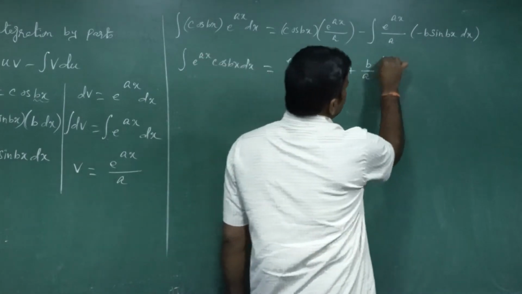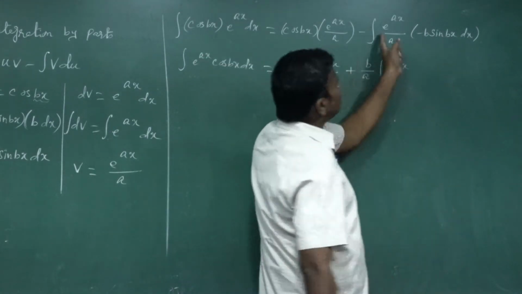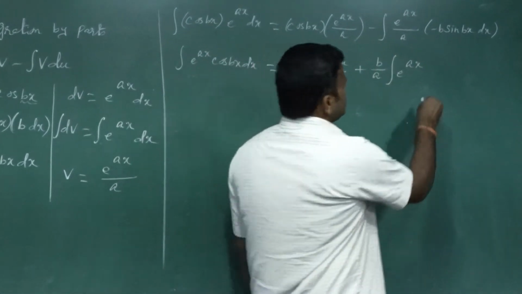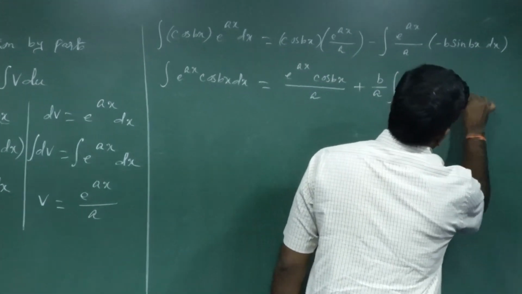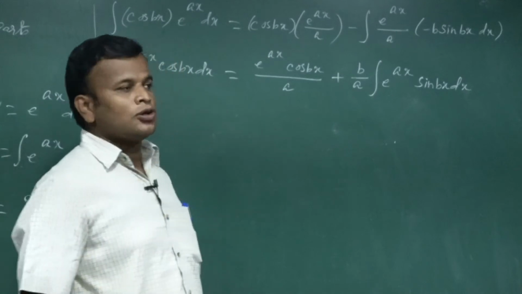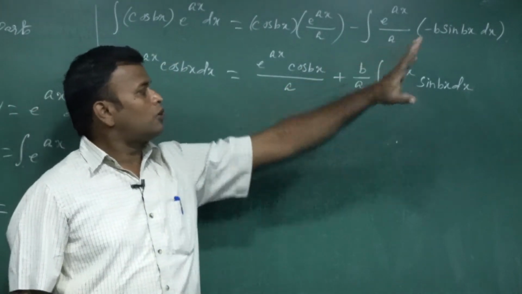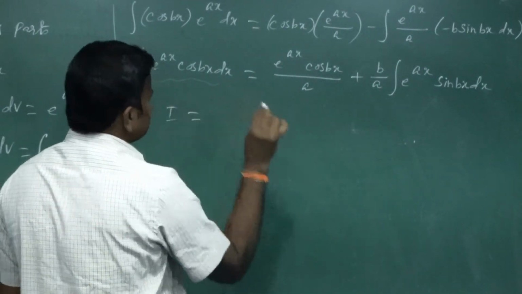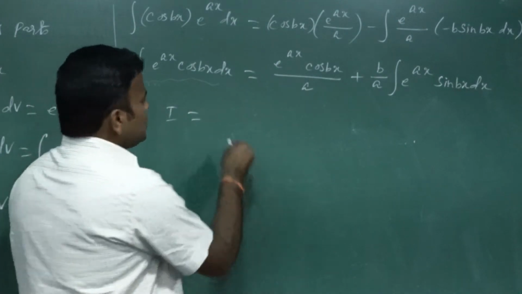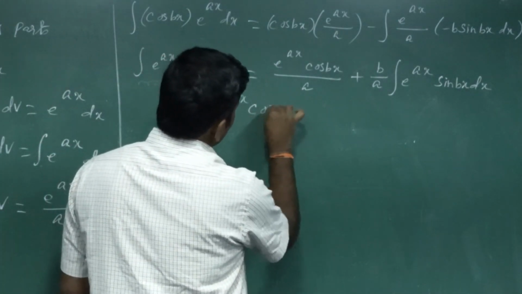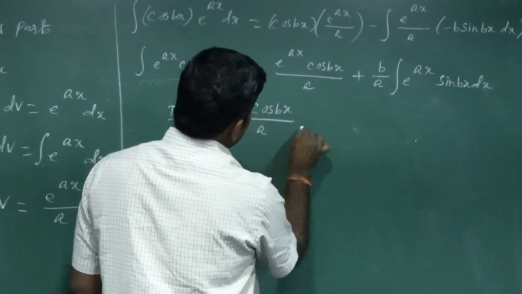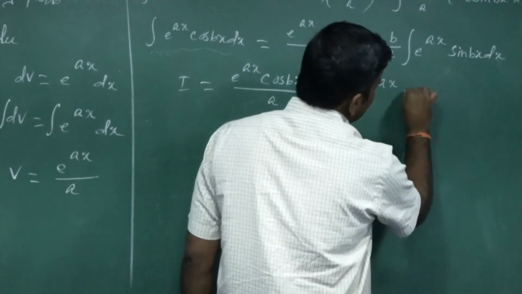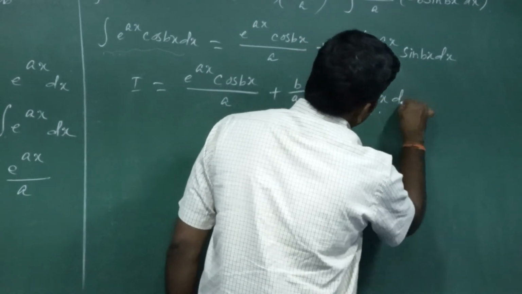What is the remaining? Integration of e^(ax) sin bx dx, since we already took b and a outside. So we solve one integration, and again one more integration will come. This given sum is nothing but I. So I is equal to e^(ax) cos bx whole divided by a plus b by a, integrating e^(ax) sin bx dx.